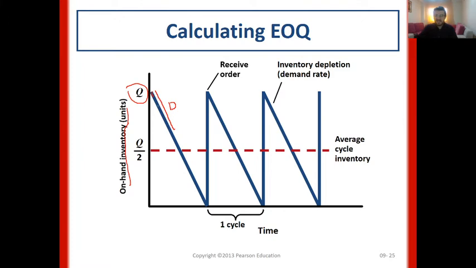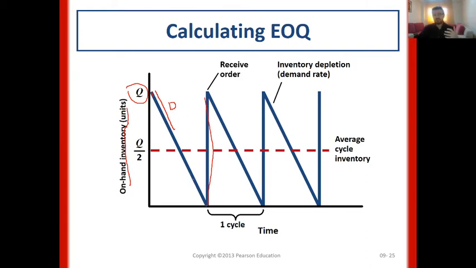Then as soon as the amount of on-hand inventory goes to zero, we receive our next order immediately. So we never have a stock out. The amount of inventory on hand never goes below zero. Therefore, the next question is related to where we should place an order.